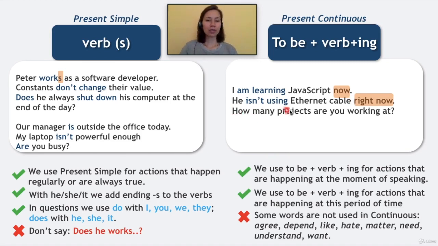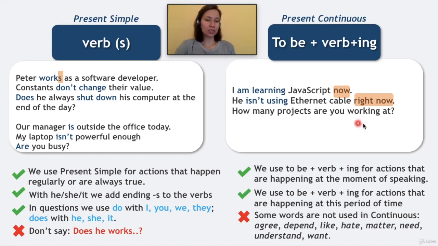The next example, he isn't using Ethernet cable right now. He isn't using it right now. And in this sentence, we mean not the period, not week, not month, right? Just this particular moment. So if I want to use this cable, I'm asking somebody, are you using this cable right now? And he says, no, I'm not using this cable, so I can use it.